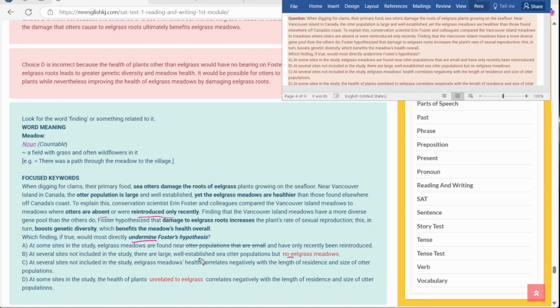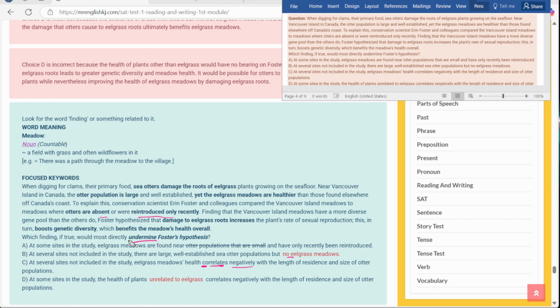At several sites not included in the study, eelgrass health correlates negatively with length of residence and size of the otter population. Correlates. Correlate, here you can see the word relate. Co means cooperate, connectable, where two or more things connect together. As you can see, a lot of words with co. Okay, connect is the one, combine, cooperate, collaborate, company. So you can see where two or more things come together. So correlates negatively, meaning to say opposite.